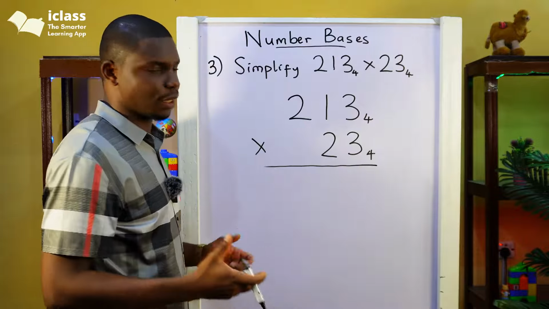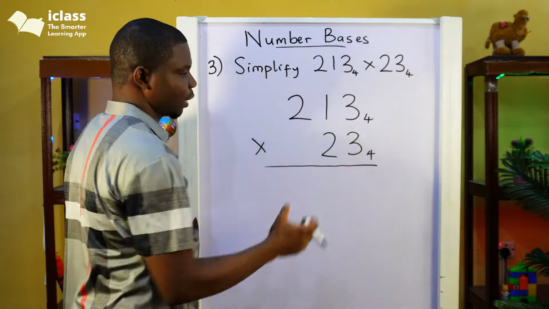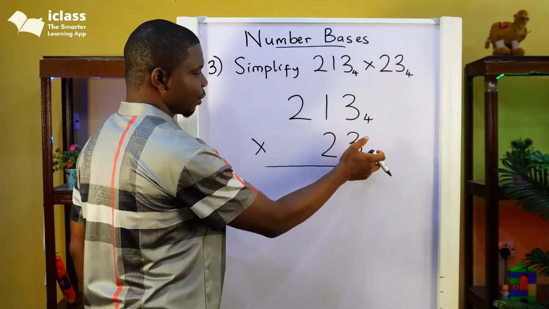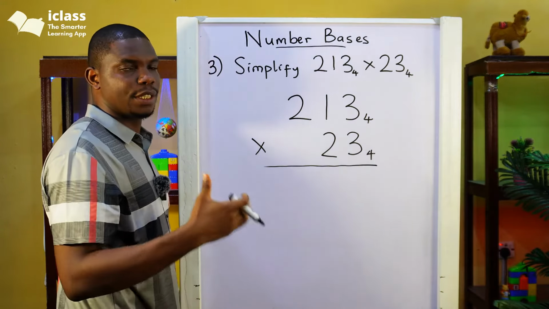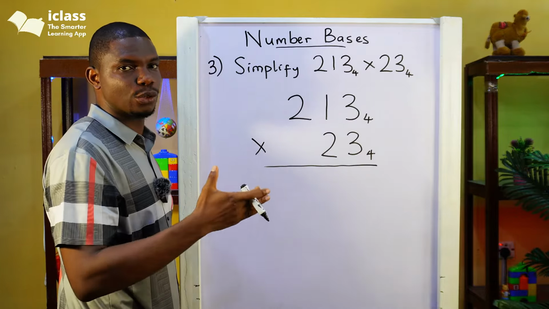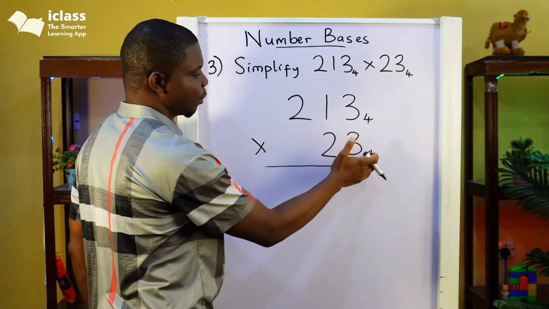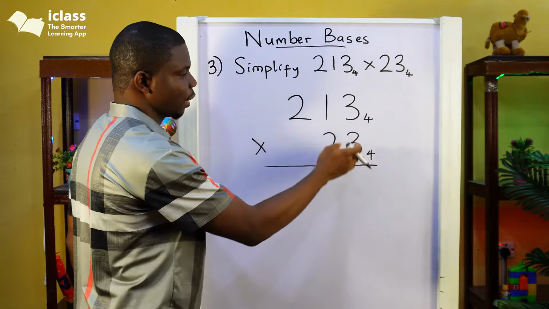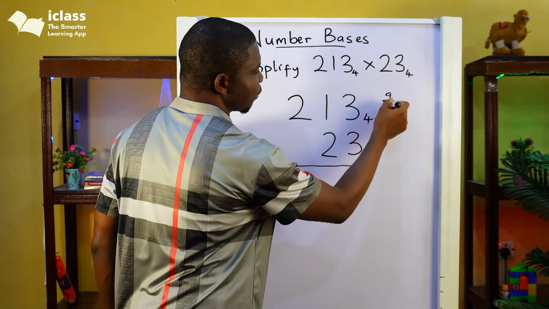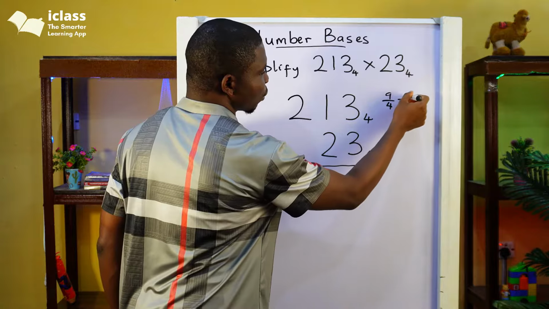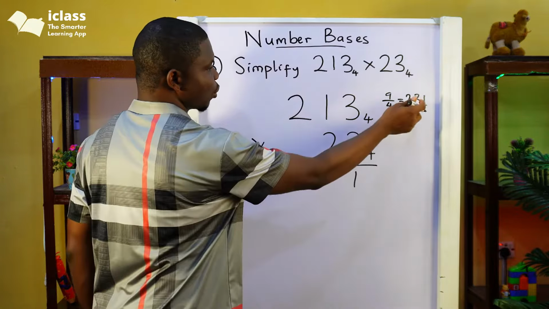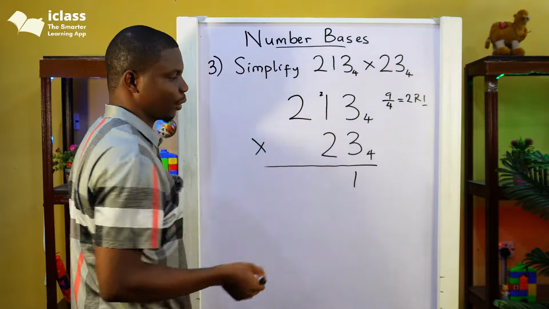Just like we do in base 10, we say 3 times 3, that will give us 9. But we can't write 9 here because this is base 4, right? The digits that base 4 can accommodate is 0 to 3. It can't accommodate anything above 3. So 3 times 3 is 9. Instead of writing 9, we say 9 divided by 4. This is going to give us 2 remainder 1. We write the remainder and take 2 to the next place value.